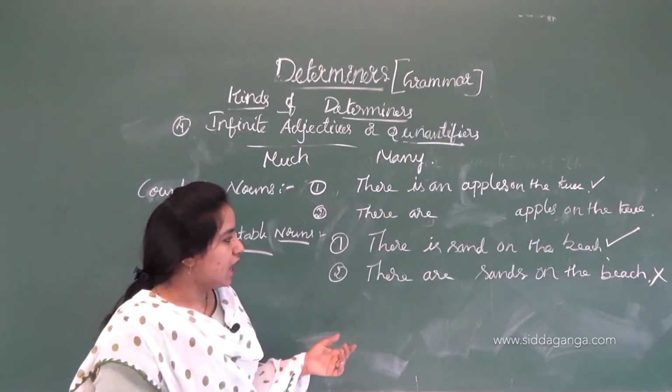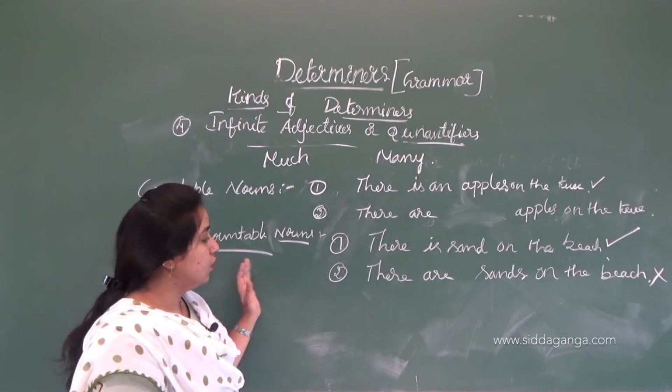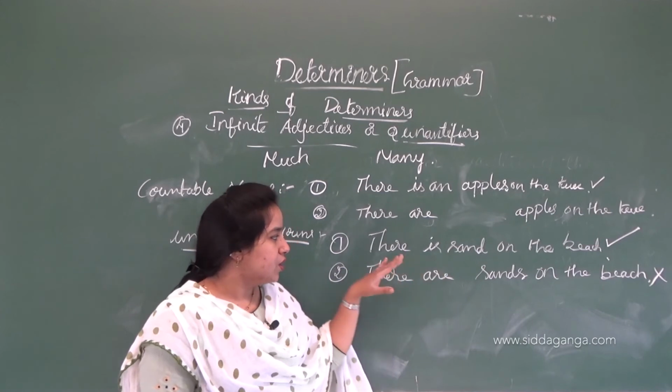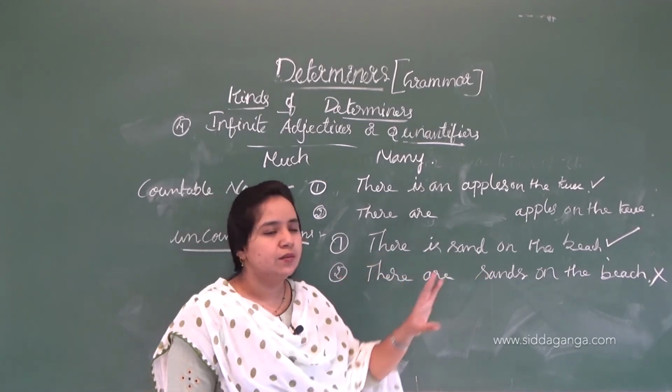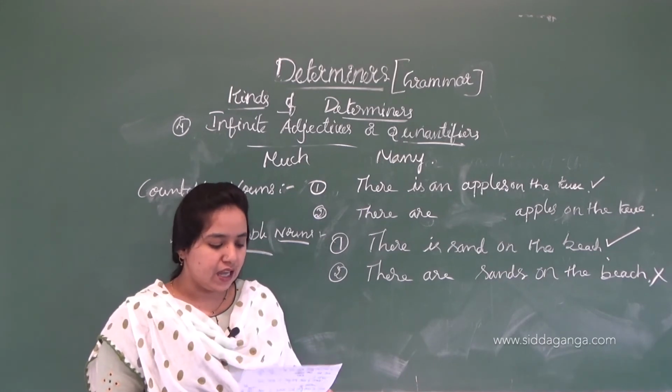Okay, so sand. We can't use the plural when it comes to an uncountable noun. So in this case, it is a wrong sentence: there are sands on the beach. We can use it this way: there is sand on the beach. So it is uncountable. Okay.